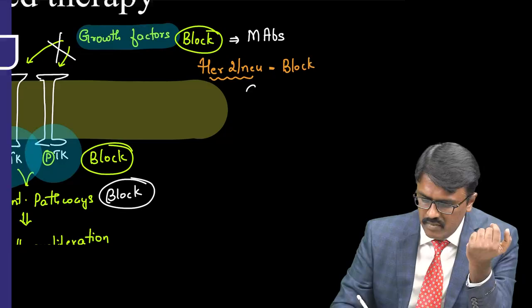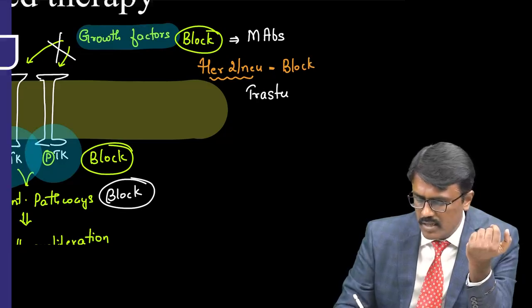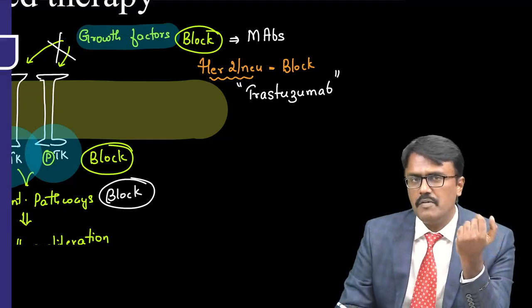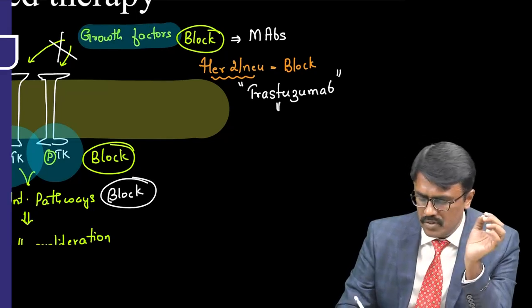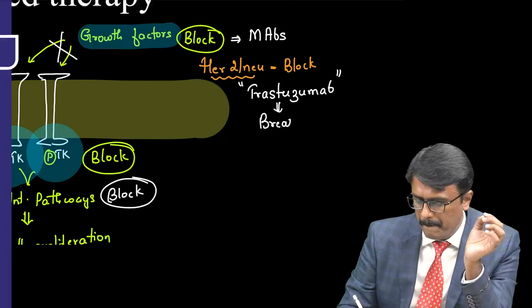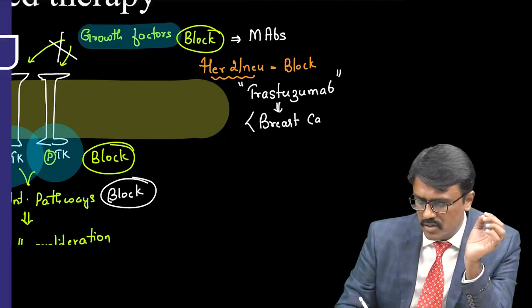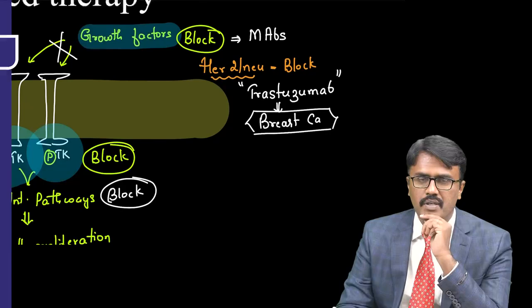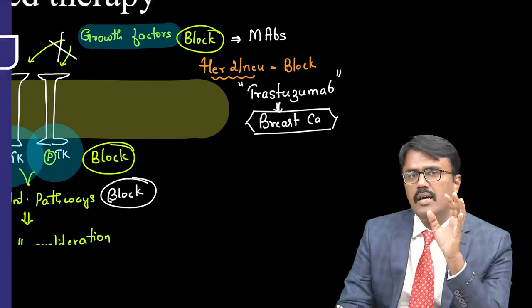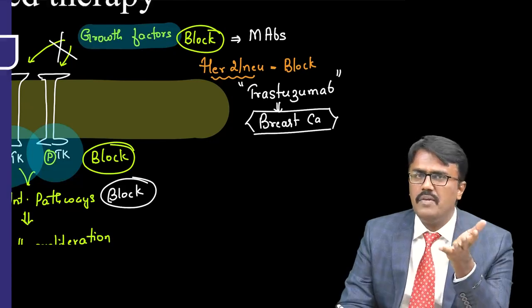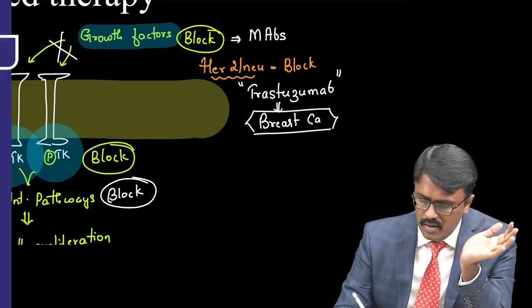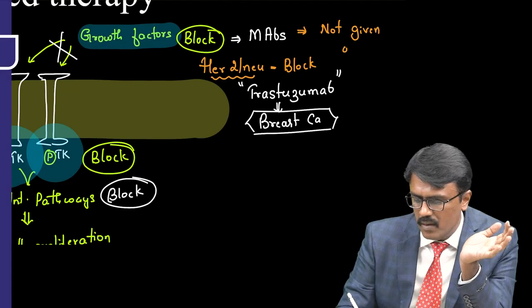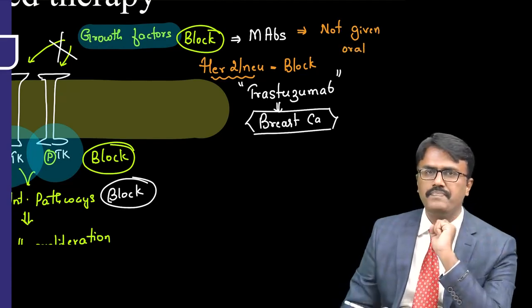So the first one which came to the market is called trastuzumab. It is also called Herceptin. This is the one which blocks that HER2/neu and it is used to treat breast cancer. So like this, we started targeting the growth factors. So they are called monoclonal antibodies. Remember, these antibodies are proteins and we cannot give them orally. So these are not given orally. They should be given parenterally only because they are MAbs.